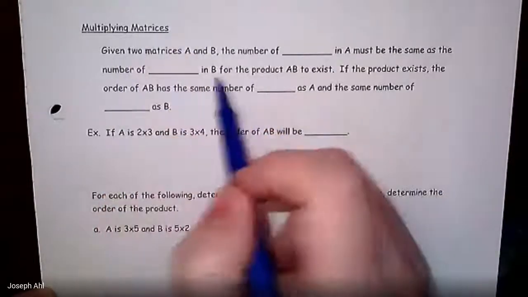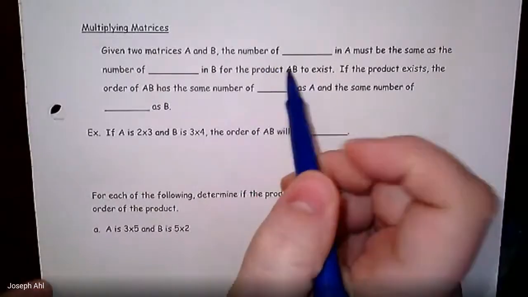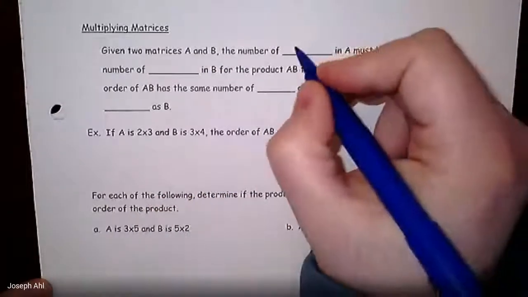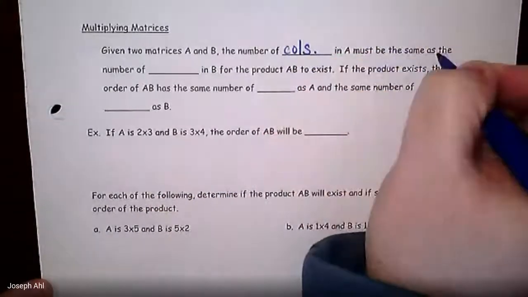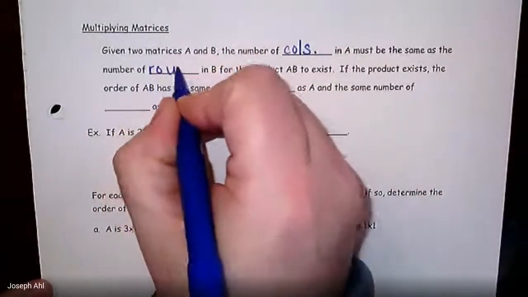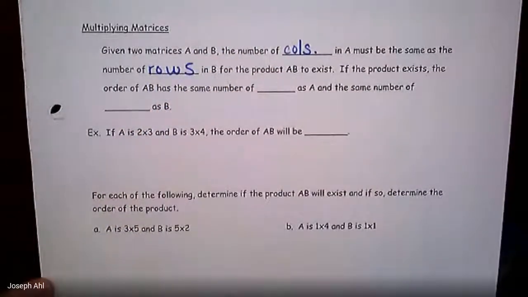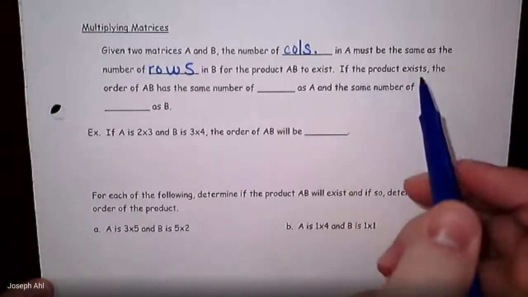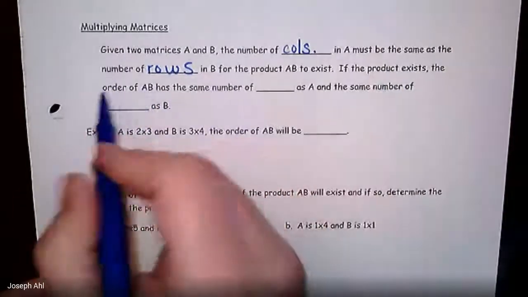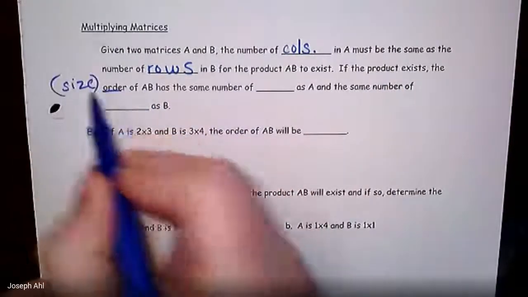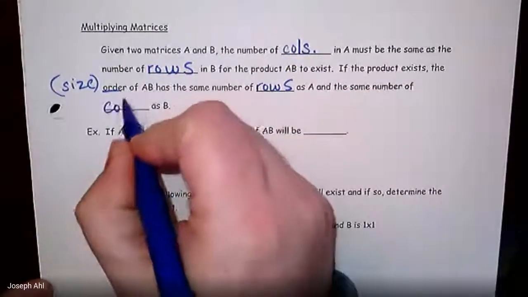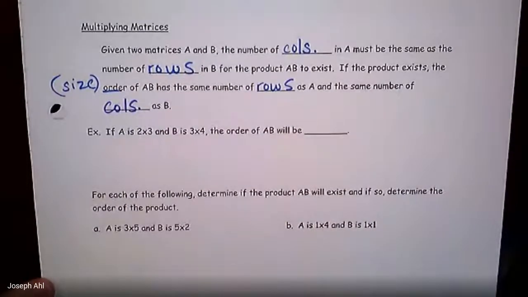And this is going to give you some information about what criteria has to be true in order to multiply two matrices. Given two matrices A and B, I'm going to tell you, it's the number of columns in matrix A has to be the same as the number of rows in matrix B. So we're going to determine just in some examples down below here, is it even possible to multiply those matrices together? If the product exists, the order, which remember is the size of the product AB, has the same number of rows as A and the same number of columns as matrix B.